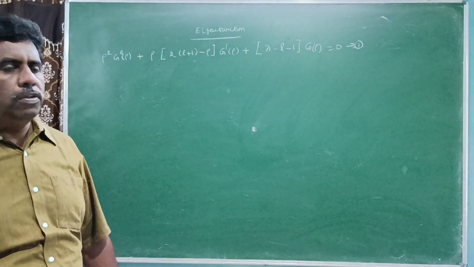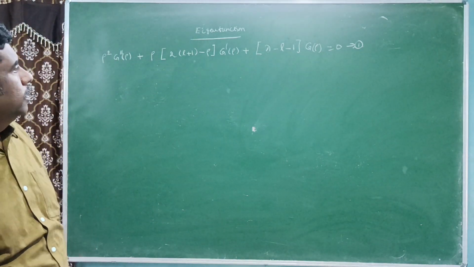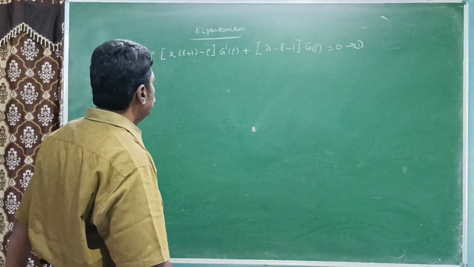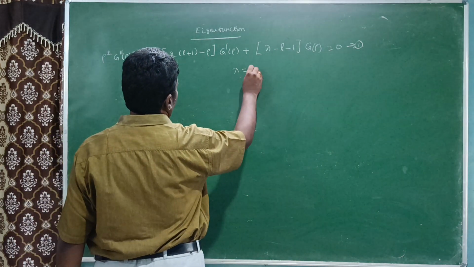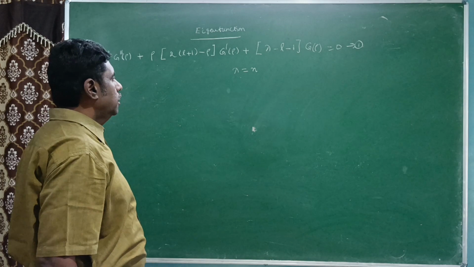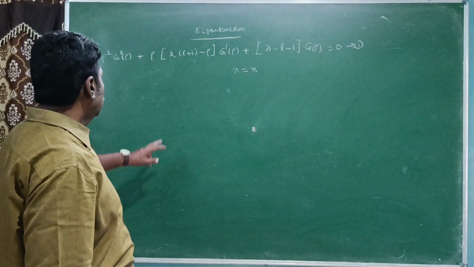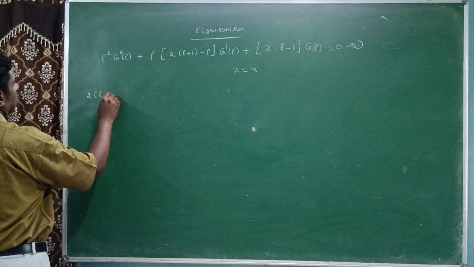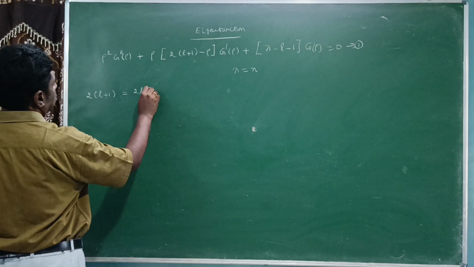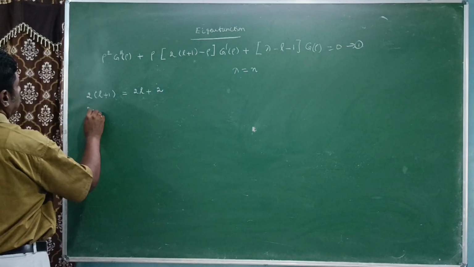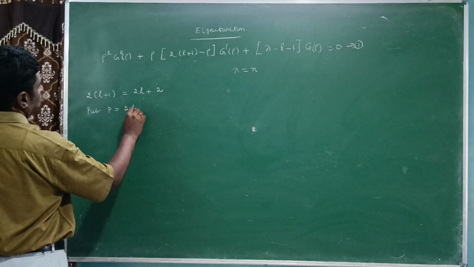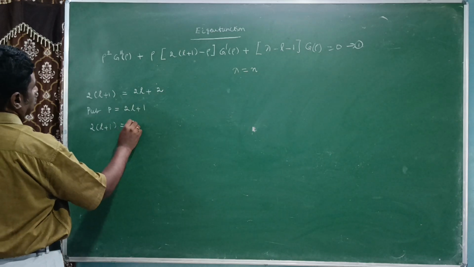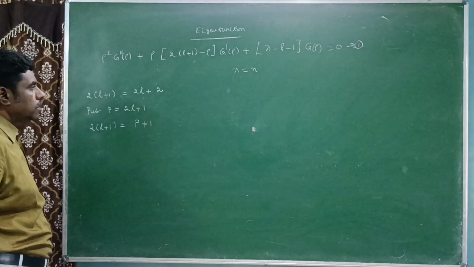While deriving the energy eigenvalue, we arrived at this relation. In this relation, replace lambda by n. Already we have proved the value of lambda equal to n. Then consider this term 2 into (l plus 1), which is equal to 2l plus 2. Put p equal to 2l plus 1. Therefore, 2 into (l plus 1) is equal to p plus 1.